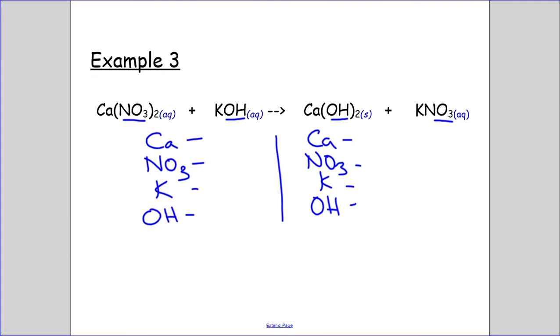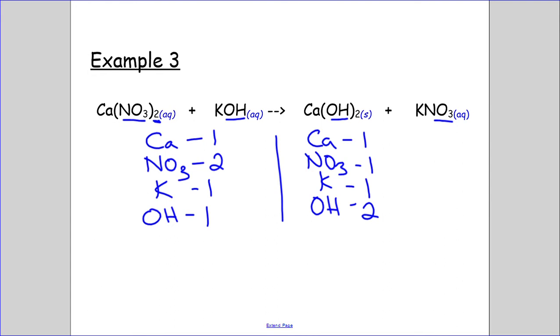Alright, so on the left-hand side, calcium has 1 atom. NO3 in this case, there's 2 of them because of the 2 that's here. Potassium only has 1, and hydroxide has 1. Calcium on the right-hand side, there's only 1. NO3, there's only 1 of those, 1 nitrate. There's 1 potassium, and there are 2 molecules of hydroxide there.